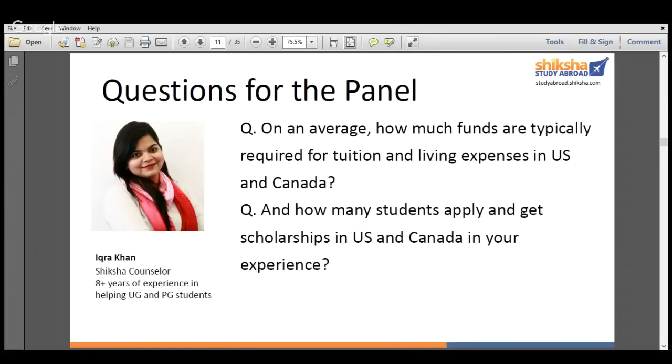If I have to give you living expense separately, of course, living expense depends on your lifestyle as well, the kind of accommodation you choose. But it is typically around 7 to 10 lakh rupees per year for both the countries. Okay, got it. Great.